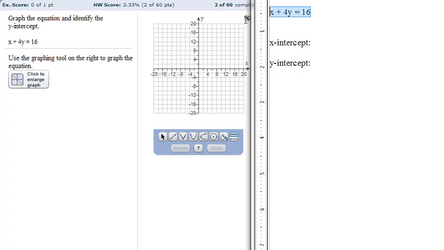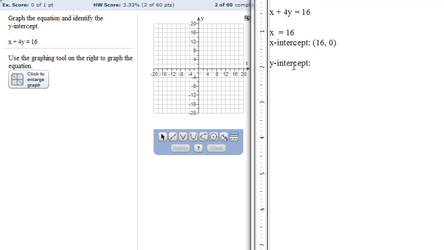If I took this equation and changed the y to a 0, this whole thing would be 0, and I would just have x plus 0 is 16, so x would equal 16. Does that make sense? So then we're going to have 16, and we assumed y was 0 to find that.